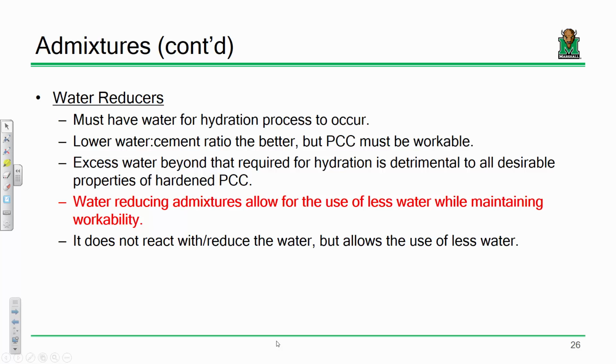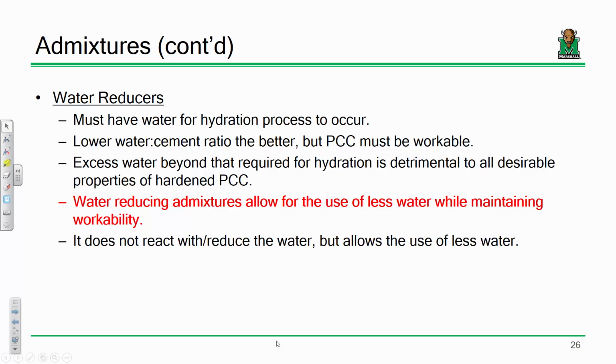Let's talk about water reducers. Like I said, throwing more and more water into a Portland cement concrete mix will make the mix more workable. The problem is it will decrease the strength. So the question is, is there such a thing as an admixture that will increase the workability without increasing the water content? And the answer is yes. They're called water reducers. All right.